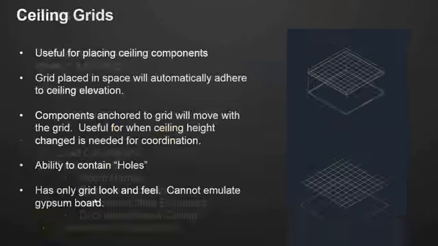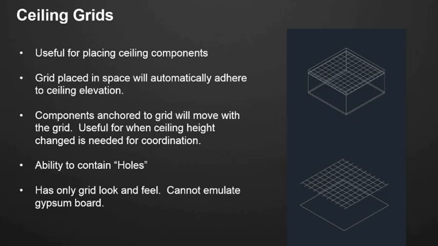And so that brings us to our next object, which is a ceiling grid. A ceiling grid is very useful for placing ceiling components, most importantly air terminals. A grid placed in a space will automatically adhere to the ceiling elevation. So as I've shown you on the property palette, spaces have a property that represents the ceiling elevation. When you place a ceiling grid into a space, it will automatically snap to that ceiling elevation. If you change the elevation of the space, the elevation of the ceiling grid will change with it.